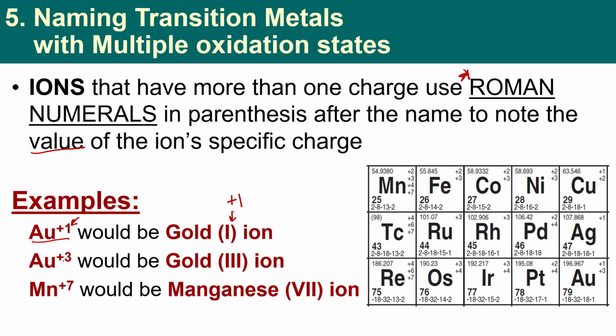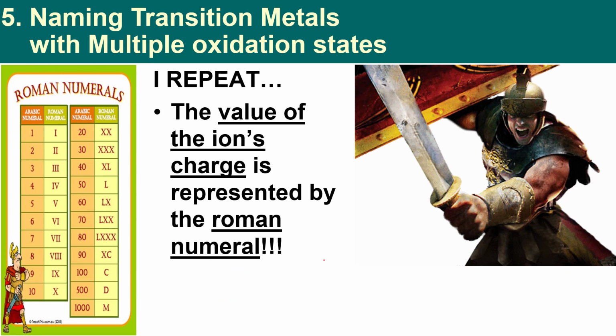The other ion gold could form as a +3, and if it did form a +3 ion, we would have to, in order to name it, use a Roman numeral III to note the +3 value of the charge. Something like manganese, which has 4 possible charges there. Let's say we had a manganese +7 ion. If we wanted to name it, we would then use a Roman numeral VII to note the +7 of the charge. So, repeat, the value of the ion's charge is represented by the Roman numeral.